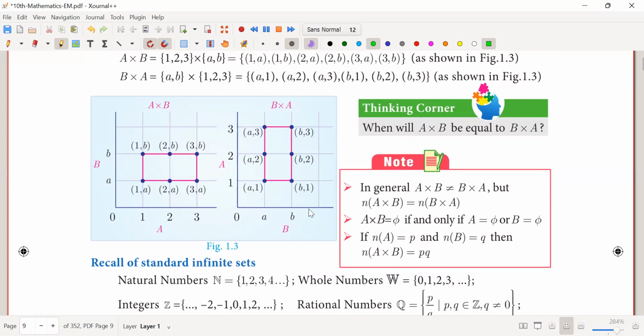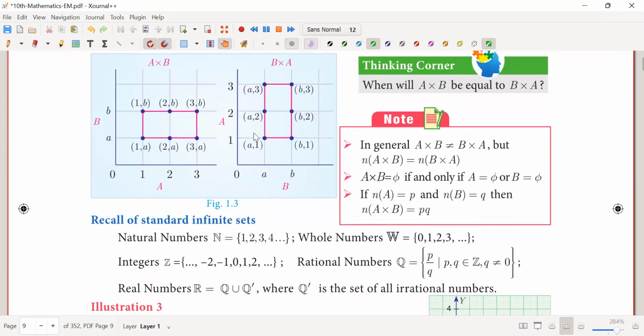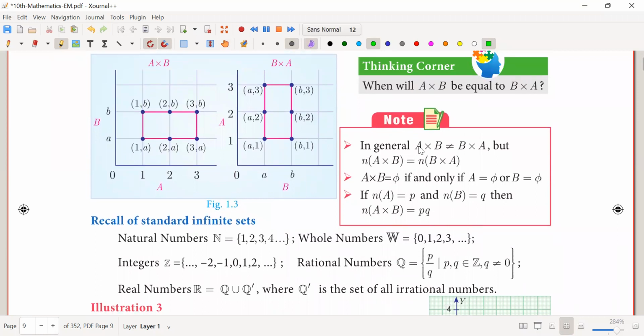But when we think about the number of ordered pairs, the number would be the same. How is that possible? From this example, we come to know that A cross B is not equal to B cross A, number one. But the number of terms in A cross B and in B cross A is the same. All these are very important for one month. Most of the people who are getting above 90s will be losing marks, especially in one month. That's where they are missing.